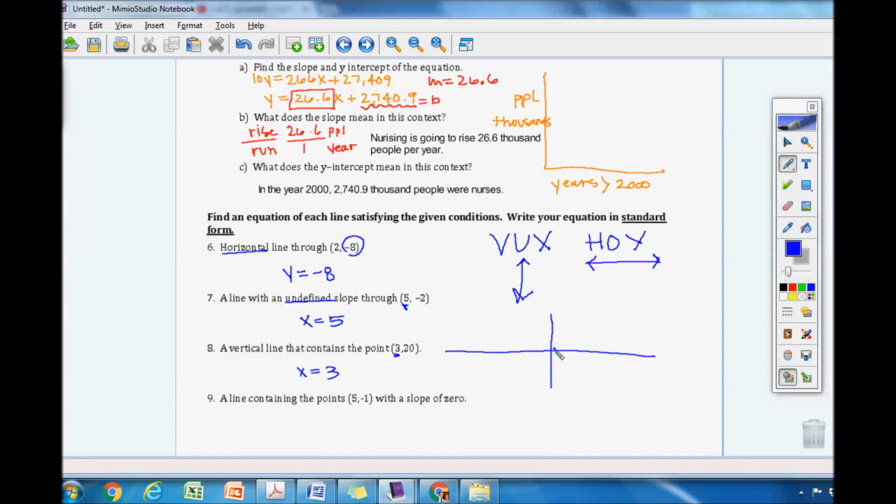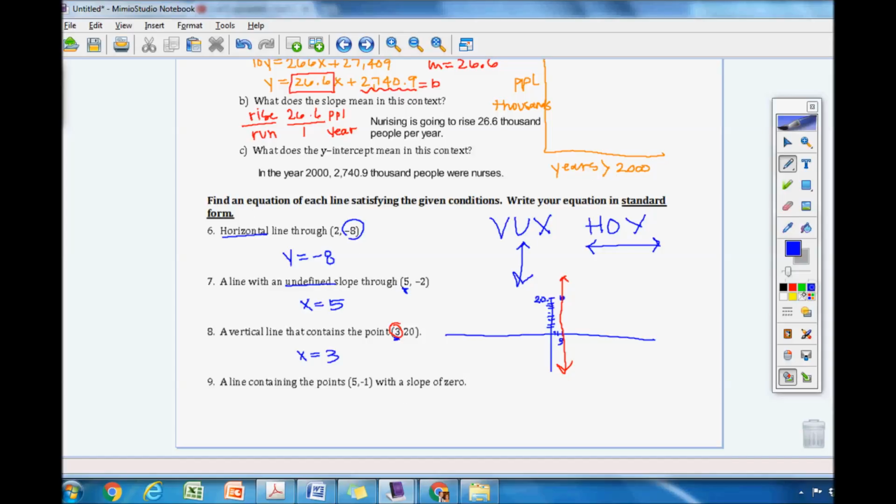So I'm going to go over 1, 2, 3, up to 20, which, oh my gosh, we're just going to pretend. Okay, so let's pretend that that's 20, and that's 3. So there's my point, (3, 20). And I want a vertical line. So really, if I draw that vertical line, I have to go through that point. And if you notice, I'm just going through the x-axis, which is why my equation is just x equals 3.